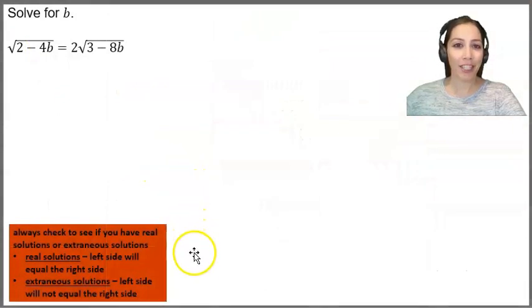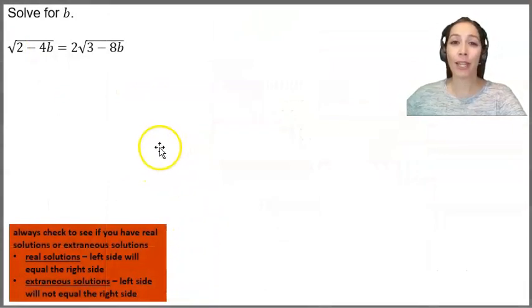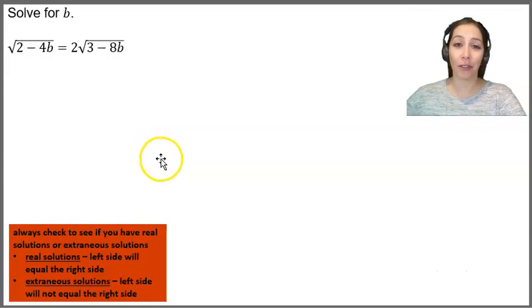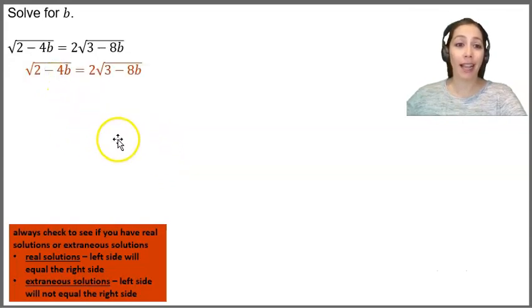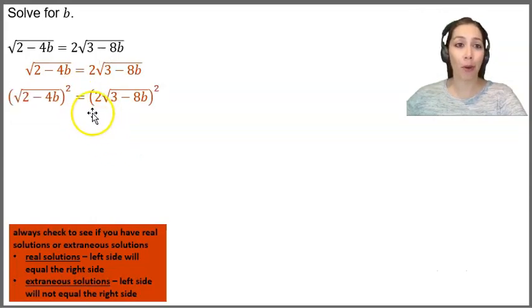Now that we have my teaching assistant Chloe's tips and tricks, we can go ahead and start working on solving for b. So the first thing is I have radicals on both sides. In order to get rid of a square root, you have to square both sides. So on my left-hand side, my square root and the square will cancel out. But on my right-hand side, I can't just do that because I have a 2 in front. So what I'm going to have to do is expand that.